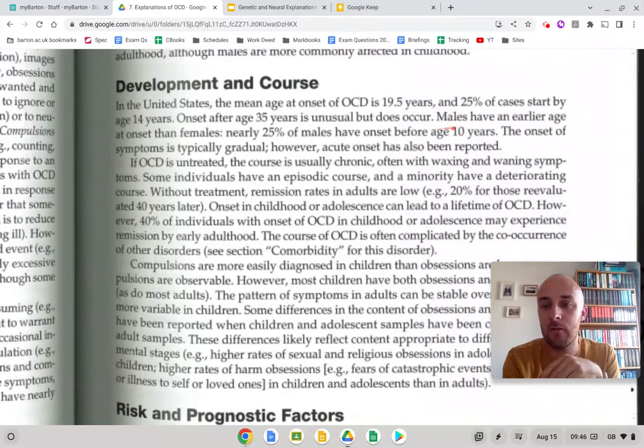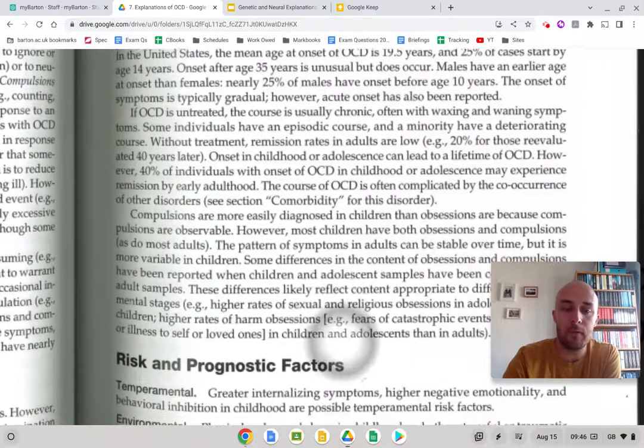Boys tend to have an earlier age onset than females. Nearly 25% of males have onset before 10 years. I mean, that's quite bad. But again, we raise the question, should we be assessing mental health in our children? Some people say yes, some people say no. Should we be medicating them? Yes, no.